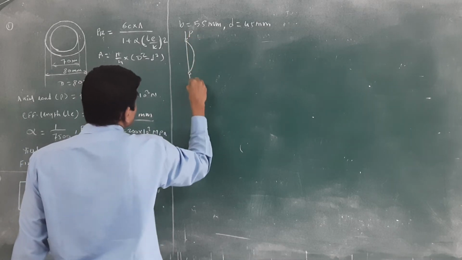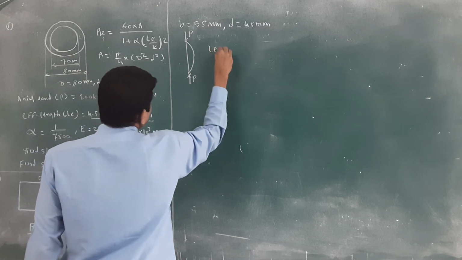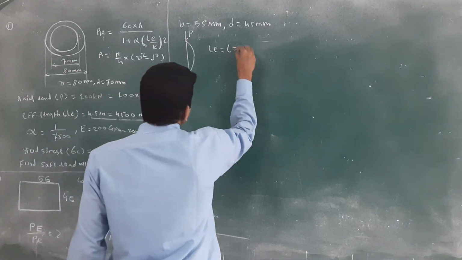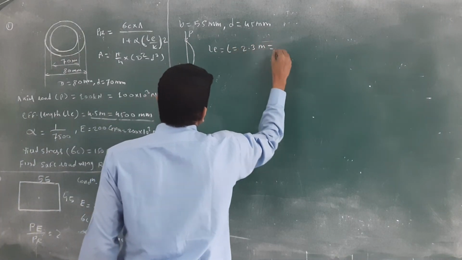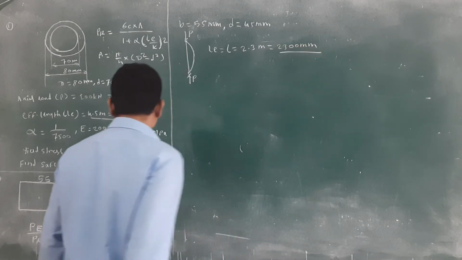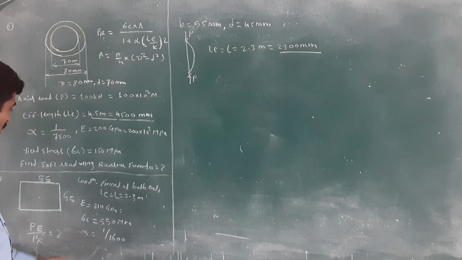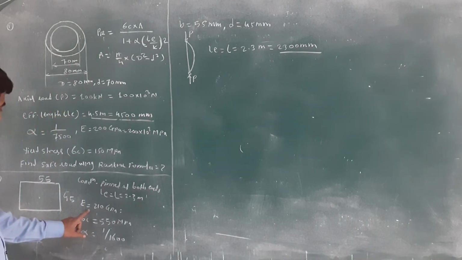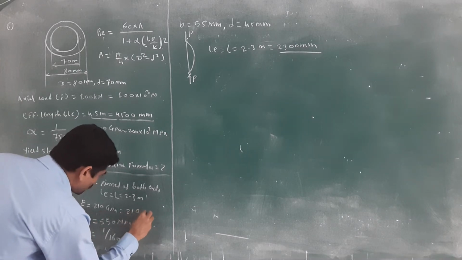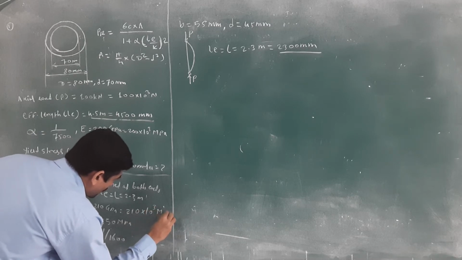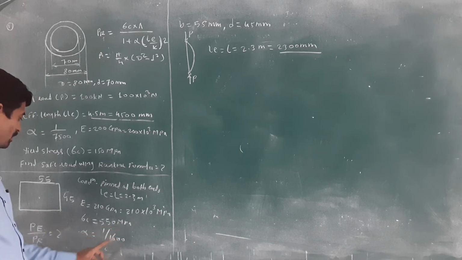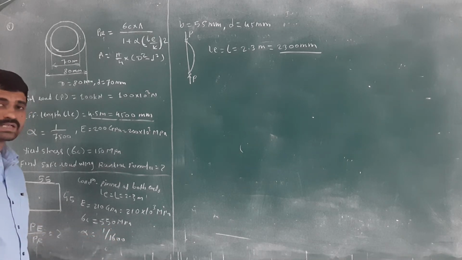When you apply the condition, you will get effective length LE equal to actual length. This value is given as 2.3 meters. You have to convert it into mm, so you will get 2300 mm. Then E is equal to 210 GPa. Again convert into MPa, 210 into 10 raised to 3 MPa. Then sigma C is given as 550 MPa, and alpha is given as 1 divided by 1600.